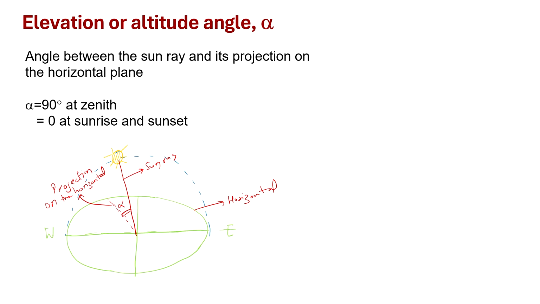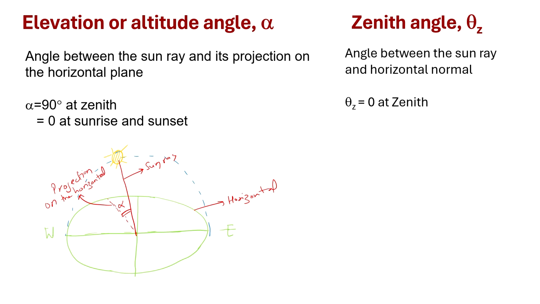And as the sun varies, of course, when it comes on top, it is directly coming along the normal, which means alpha will be equal to 90 degrees, and when it is in the east and west at sunrise and sunset, then alpha will be equal to 0. Next angle that we consider is the zenith angle, that is the angle between the sun ray and the horizontal normal, and this we can say is something like this.